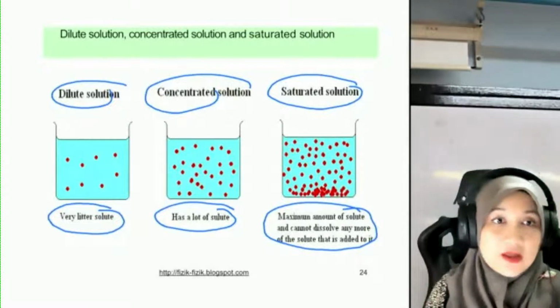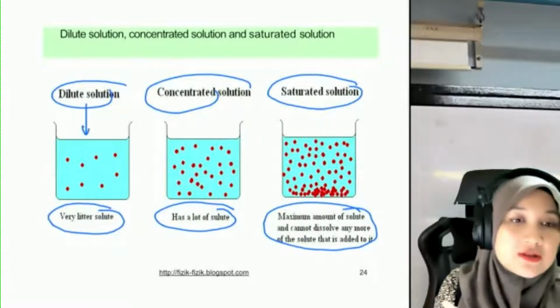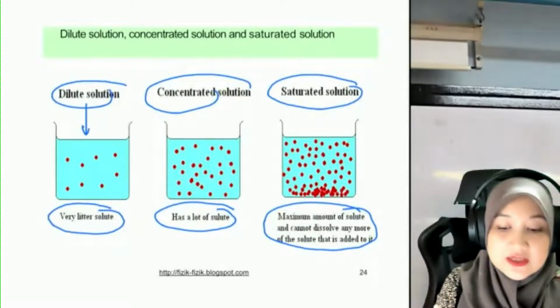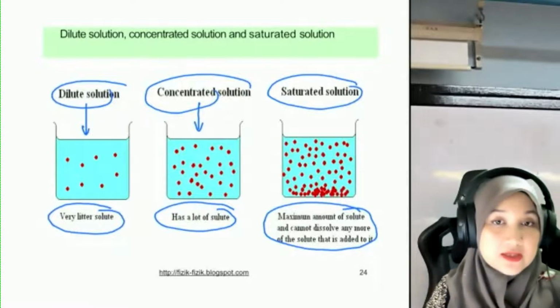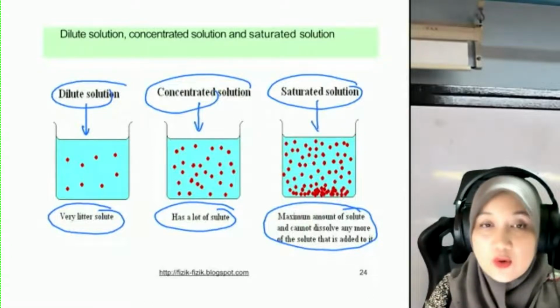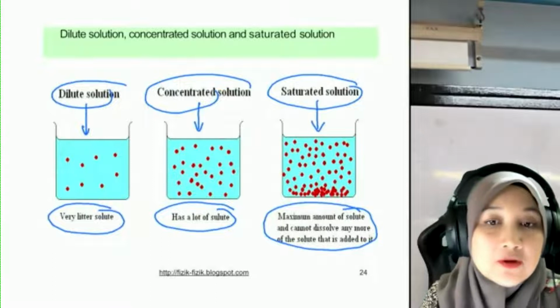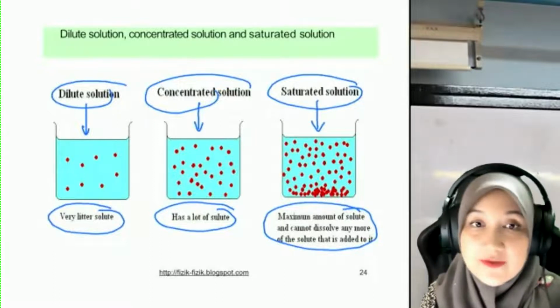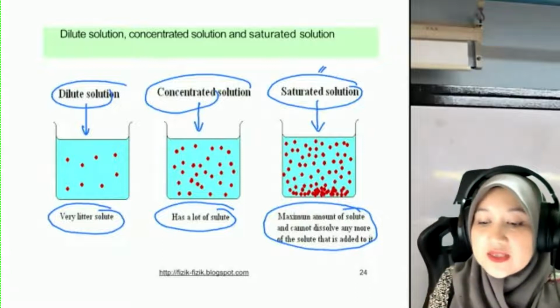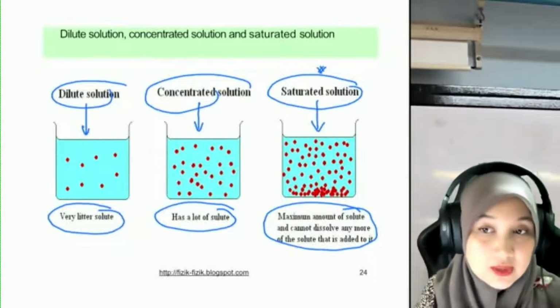For example, a dilute solution contains a very small amount of solute. The concentrated solution has a lot of solute contained in it. While it has a maximum amount of solute, as we add more solute into it, it won't dissolve anymore. So we consider it a saturated solution already.